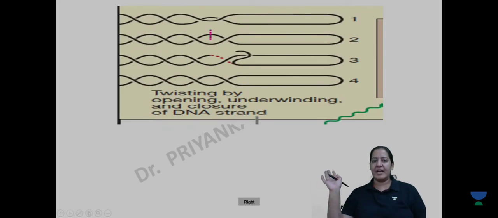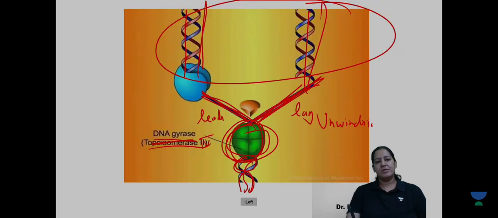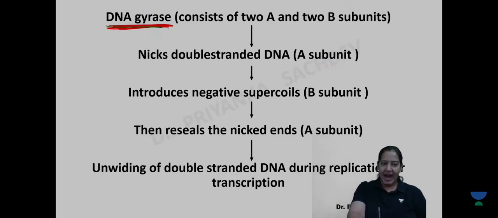Everyone. So can you see here cutting and sealing is shown. First B is coming, giving a cut here. Then A is coming, giving negative coil, and then B is coming and doing the resealing again. So that is the thing. So DNA gyrase has two units, unit A and unit B.